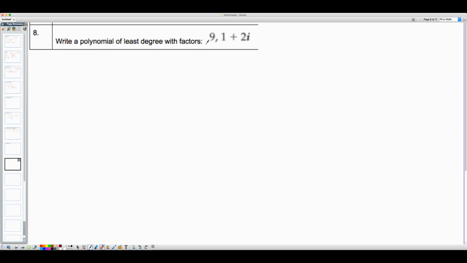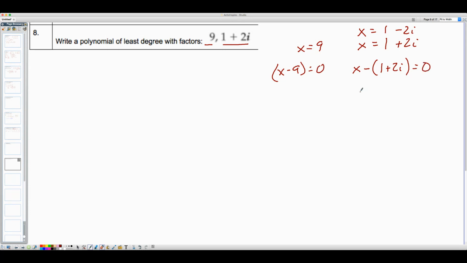Write a polynomial of least degree with this as a factor and this as a factor. That means that x is equal to 9, in which case x minus 9 is one of the factors. Or x is equal to 1 plus 2i, in which case x minus 1 plus 2i is a factor. And if this is a factor, its conjugate has to be a factor. Well, the conjugate of this is x equals 1 minus 2i. So I could write this factor as x minus 1 minus 2i.